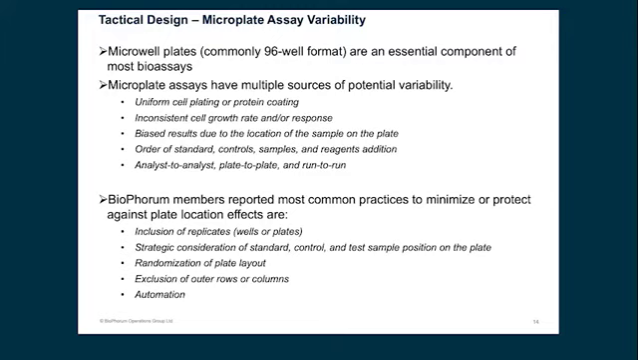A number of approaches have been reported in literature and discussed by Bioassay BioPhorum members to minimize or protect against potential plate location effects. These include inclusion of replicates, be they wells or plates, a strategic consideration for the use of a standard control and test sample position on the plate, randomization of plate layout, exclusion of outer rows or columns, and automation. Next slide, please.